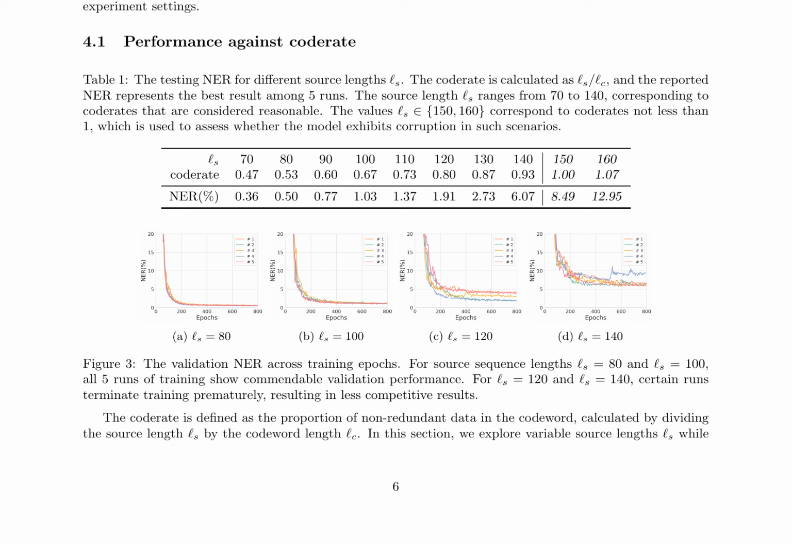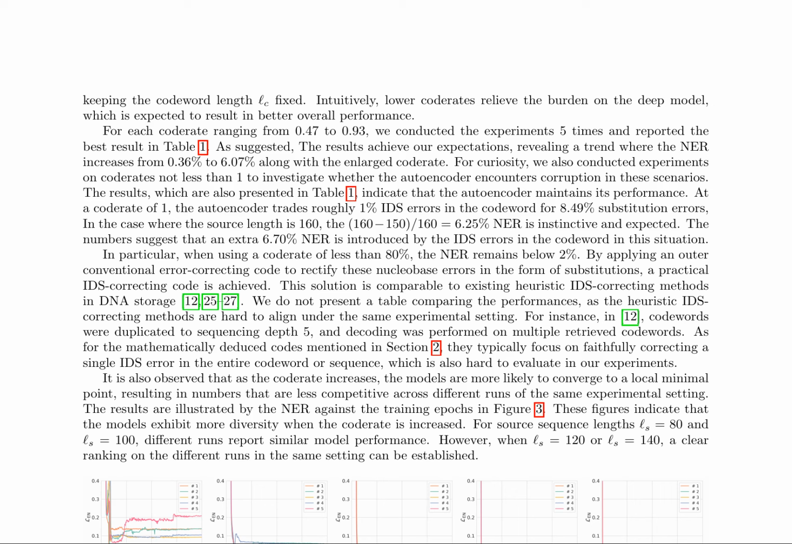The paper reports the best results among 5 runs for each setting, highlighting the performance against coder rate for different source lengths. Additional insights into the validation NER across training epochs are provided through figures and tables, demonstrating commendable performance for certain source lengths. This research contributes significantly to the field of DNA storage, offering a promising approach for efficient sequence generation. The authors investigate the effect of varying coder rates on the performance of the autoencoder-based DNA storage system.